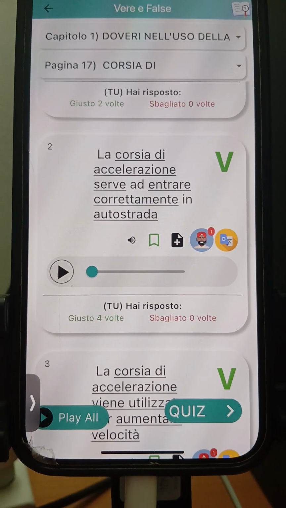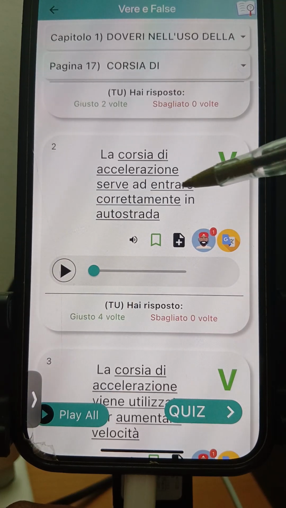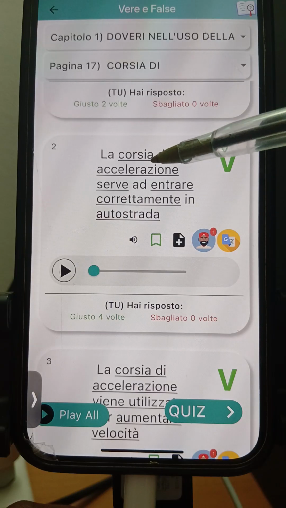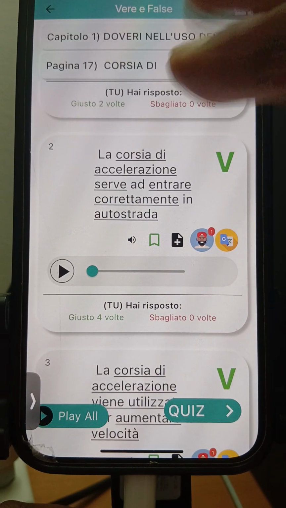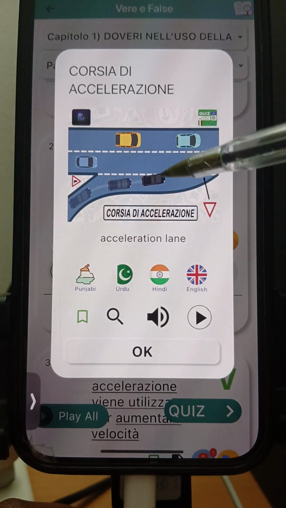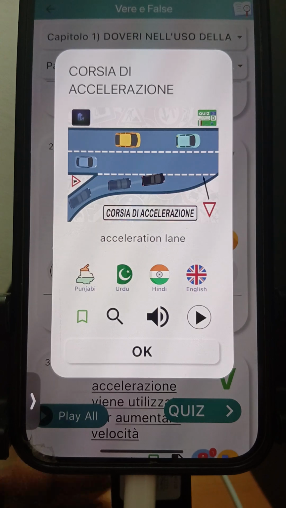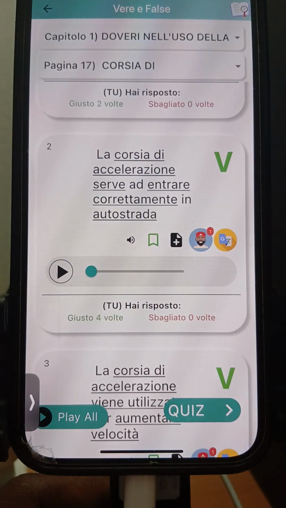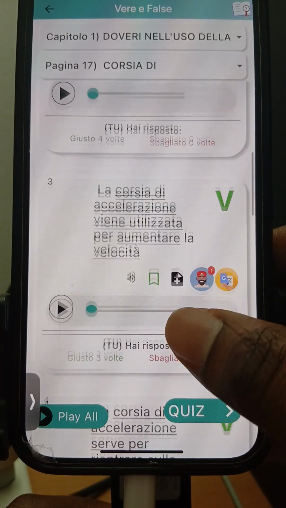It serves to do what? To enter correctly into the highway. For you to enter into the highway, you have to use what? Corsia di accelerazione. The lane you use in entering into the highway is what we call corsia di accelerazione. Let's go to number 3.